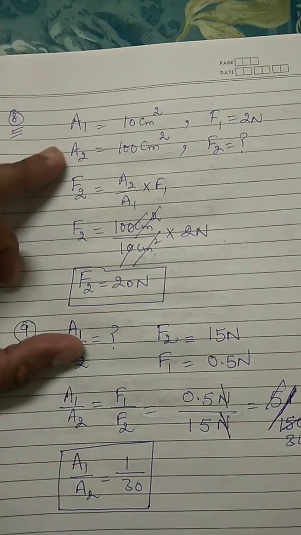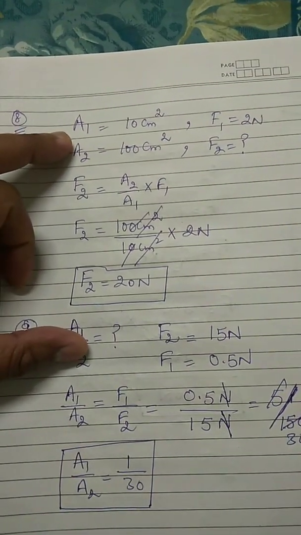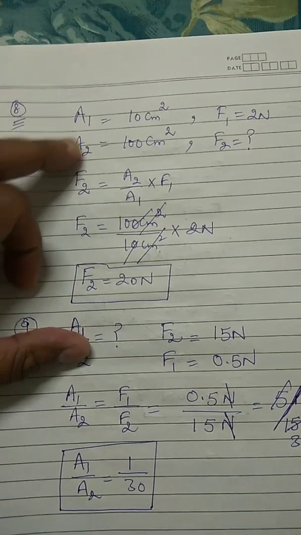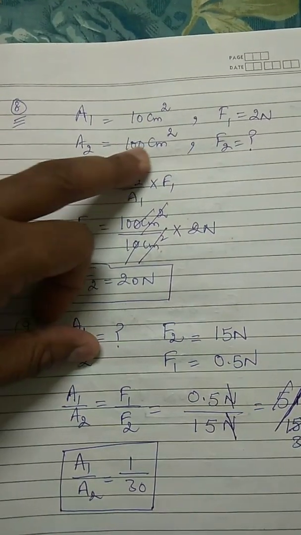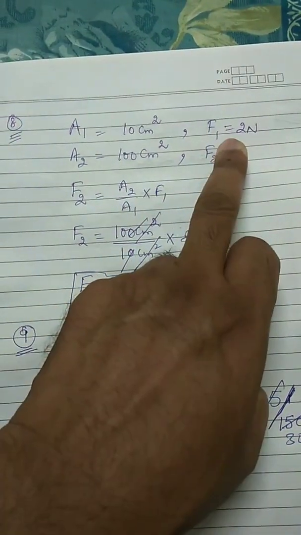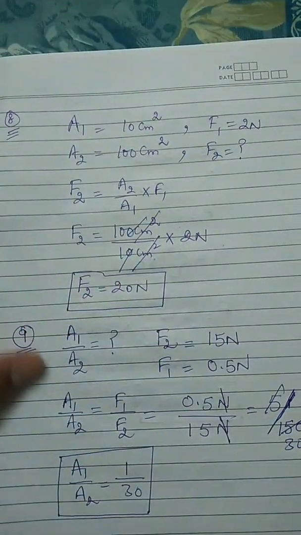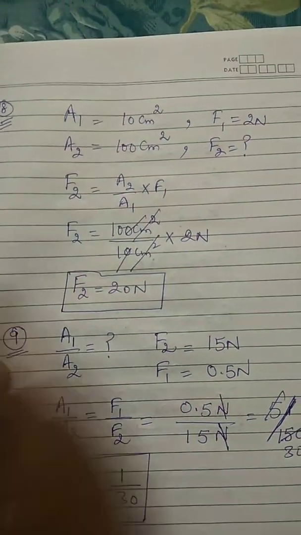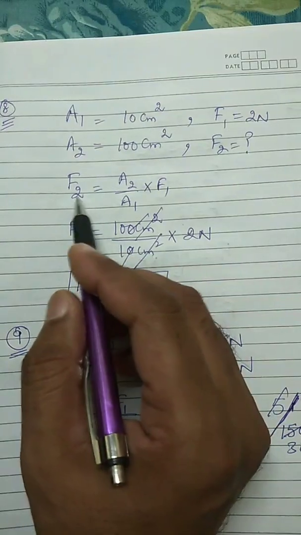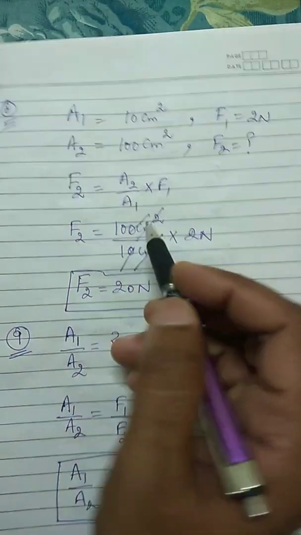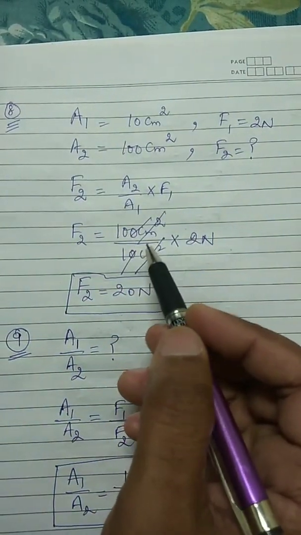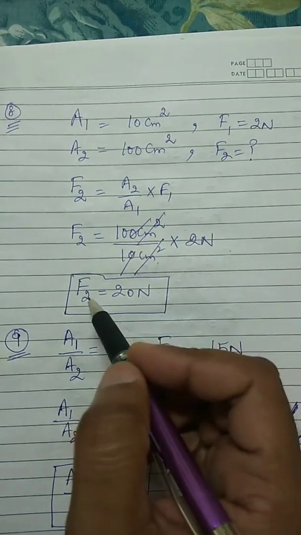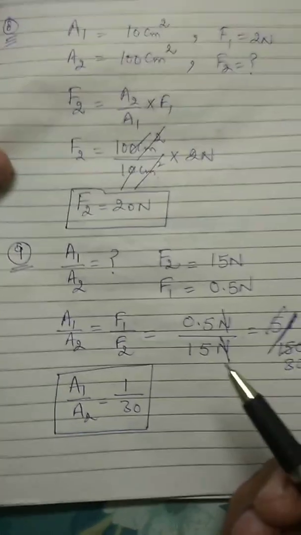Now in the 8th numerical, the smaller area is A1 and the bigger one is A2, given as 10 centimeter square and 100 centimeter square. The smaller force F1 is equal to 2 Newton, and F2 we have to find. Apply the formula, F2 is equal to A2 upon A1 into F1. By substituting the values, we get F2 equal to 20 Newton.